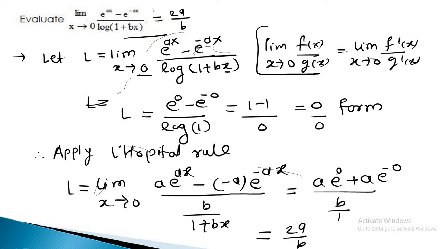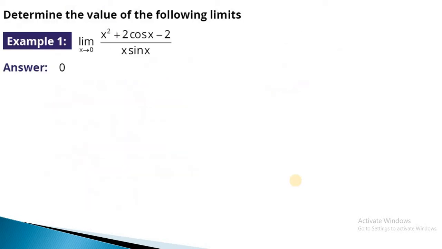Okay. So once we get 0 by 0 form, we apply L'Hospital rule. So we find the derivative of numerator upon derivative of denominator. Again substitute the value of limit. If we get a finite limit, we stop. Okay. So next example.